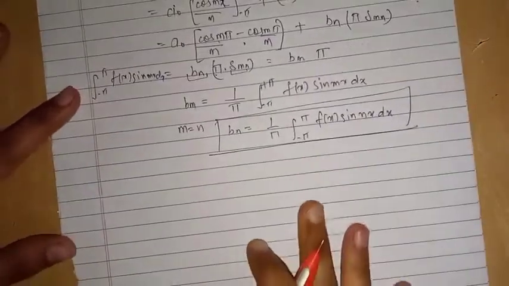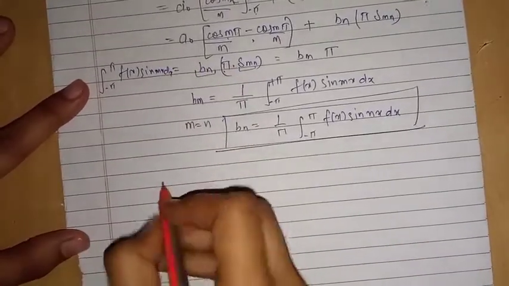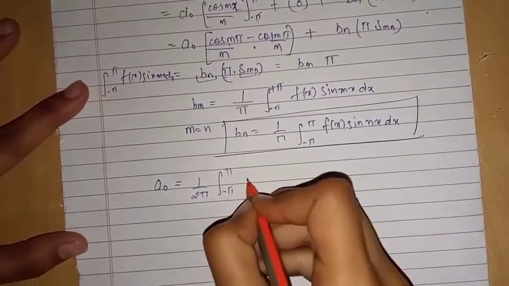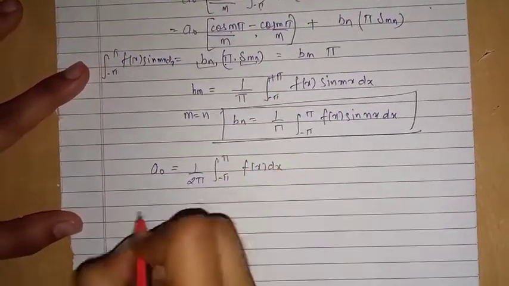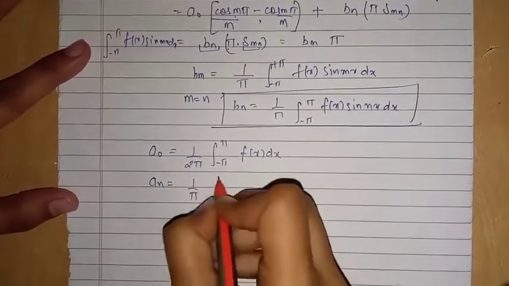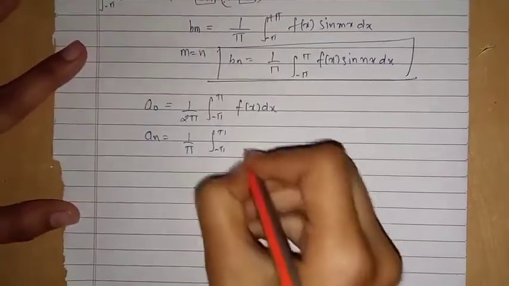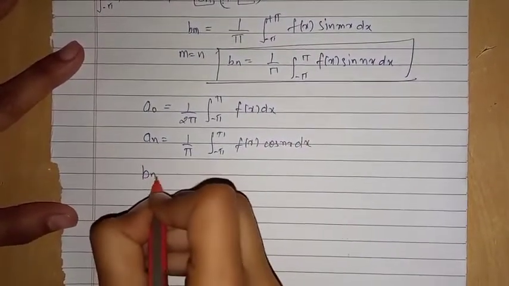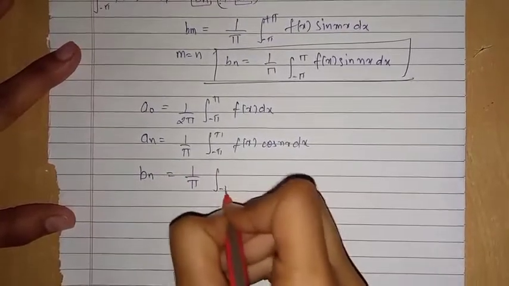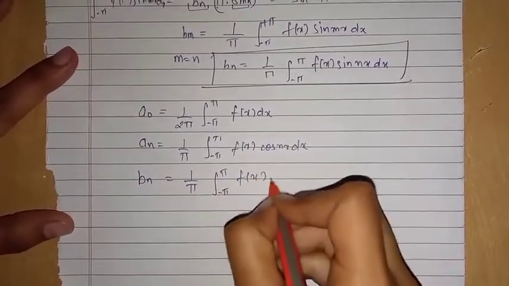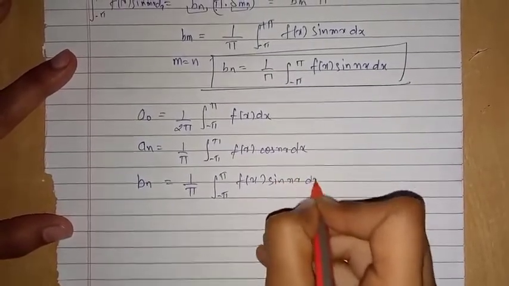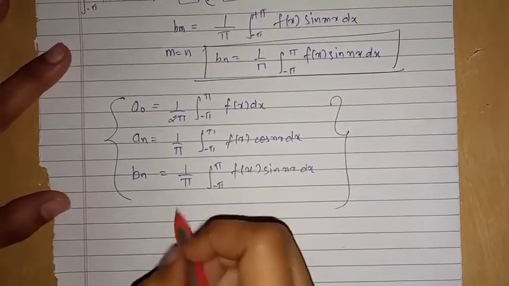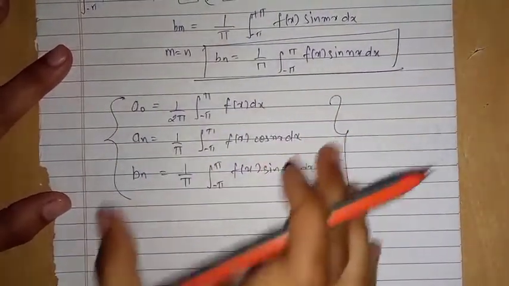So we have all the three coefficients, that is, a naught is equal to 1 upon 2 pi, minus pi to pi fx dx, an is equal to 1 upon pi, minus pi to pi fx cos nx dx, and bn is equal to 1 upon pi, minus pi to plus pi fx sin nx dx. So we can find the Fourier series of any function fx by substituting the values of these coefficients.